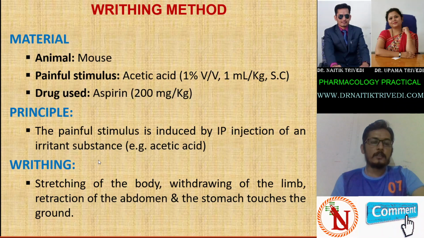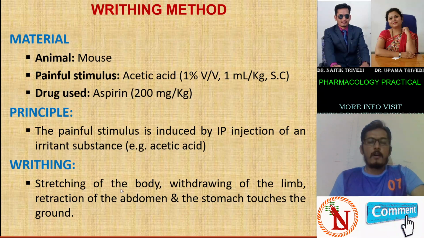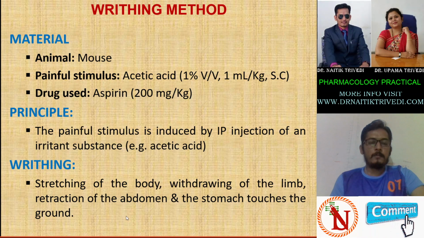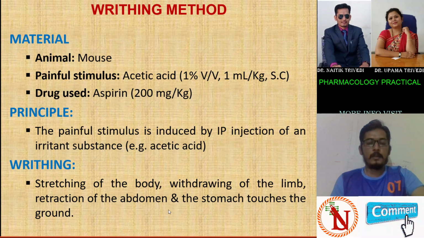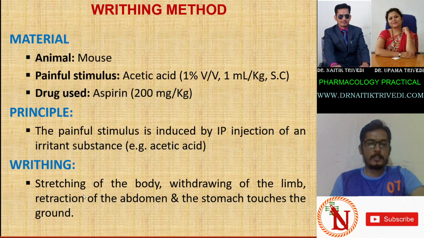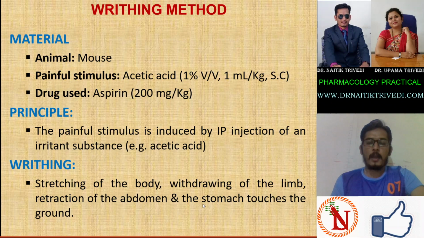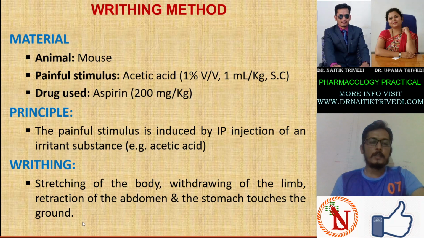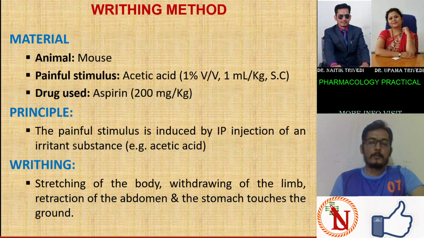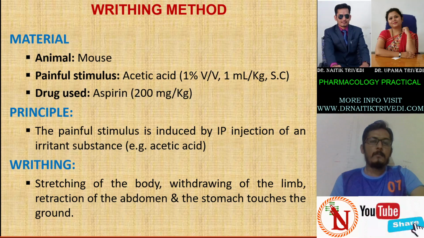So what will happen? It shows the writhing. So what is writhing? Stretching of the body, withdrawing of the limb, and reaction of the abdomen, with the stomach touching the ground, which is known as the writhing. Here the drug is the acetic acid. Again, see what is writhing? Straightening of the body, withdrawing of the limb, and the abdomen and stomach touching the ground. It is known as the writhing. So we'll see these signs and symptoms in the writhing method practical.